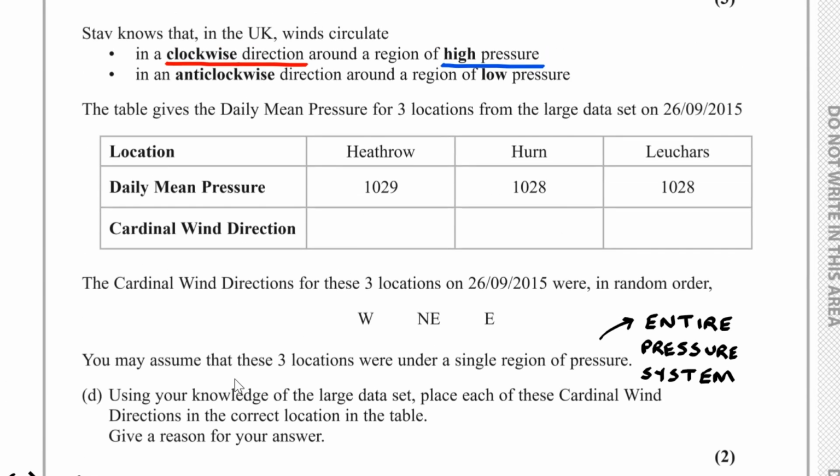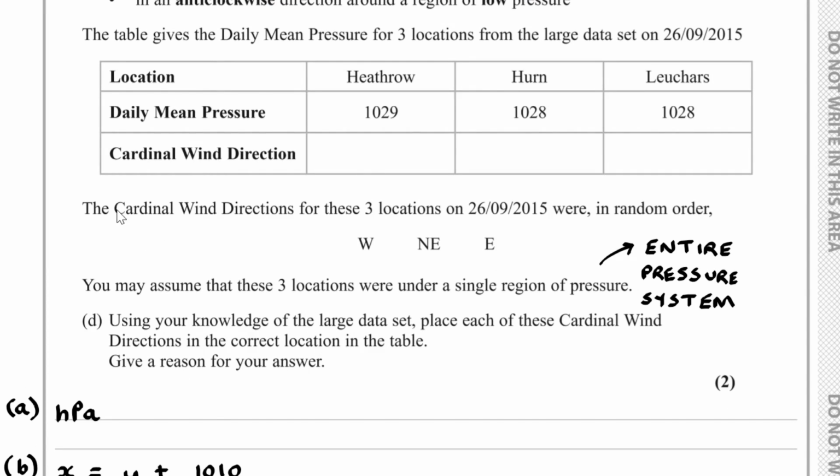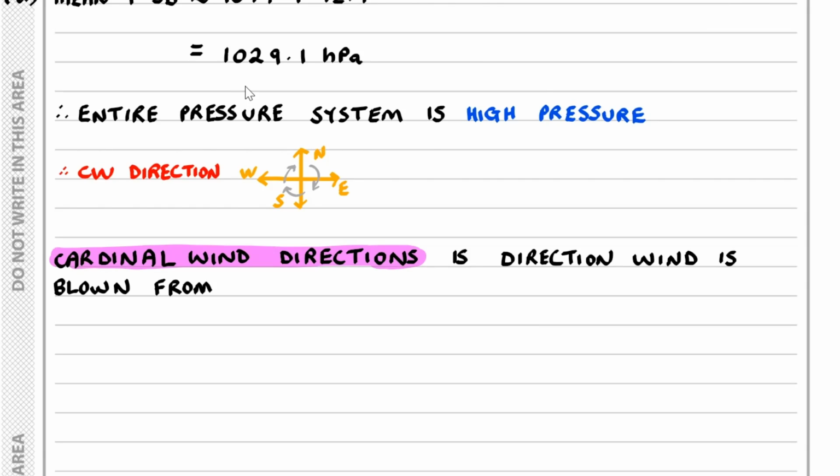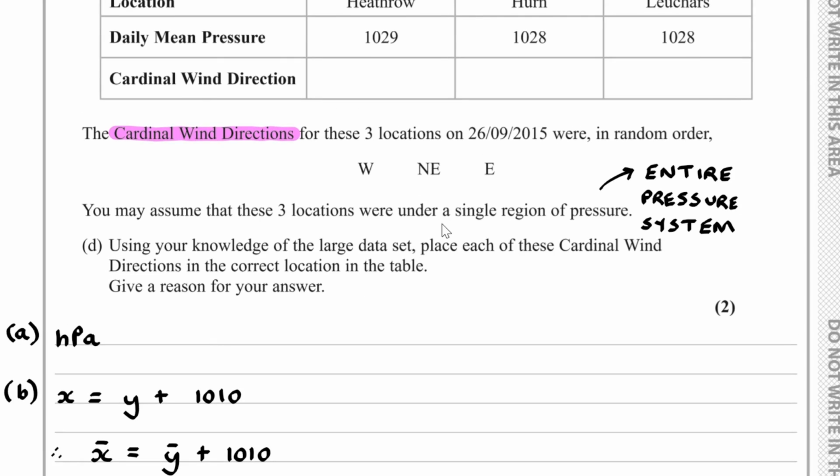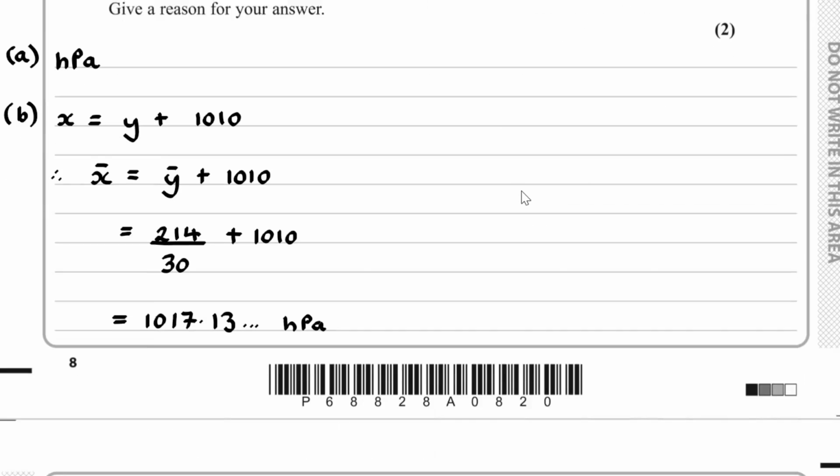Now, what do we know about wind direction? Well, regarding wind directions, the cardinal wind direction is the direction the wind is blown from. Now, if we take a look at the map of the UK with our locations, the locations from north to south, we've got Leuchars up here, we've got Heathrow somewhere here, and Hurn below it. So, how does this help us? Well, if we take a look at the letters, we've got west, north, east, and east.